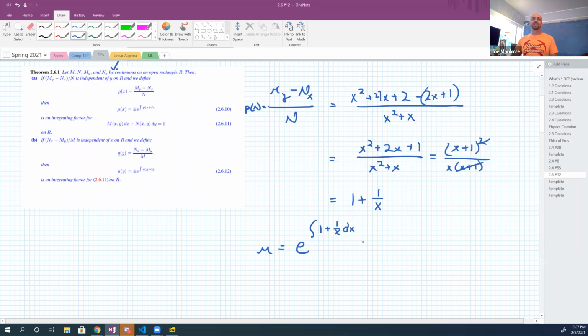So in this case, I should get e to the x plus log absolute value of x plus a constant, which simplifies out to e to the x times e to the log of the absolute value of x times e to a constant. So I'm getting that my mu is, let's see, A x e to the x.